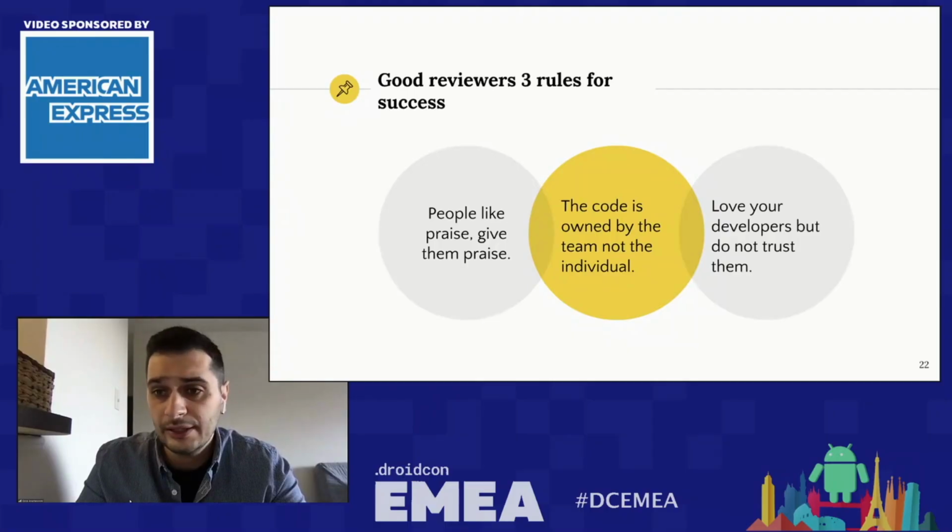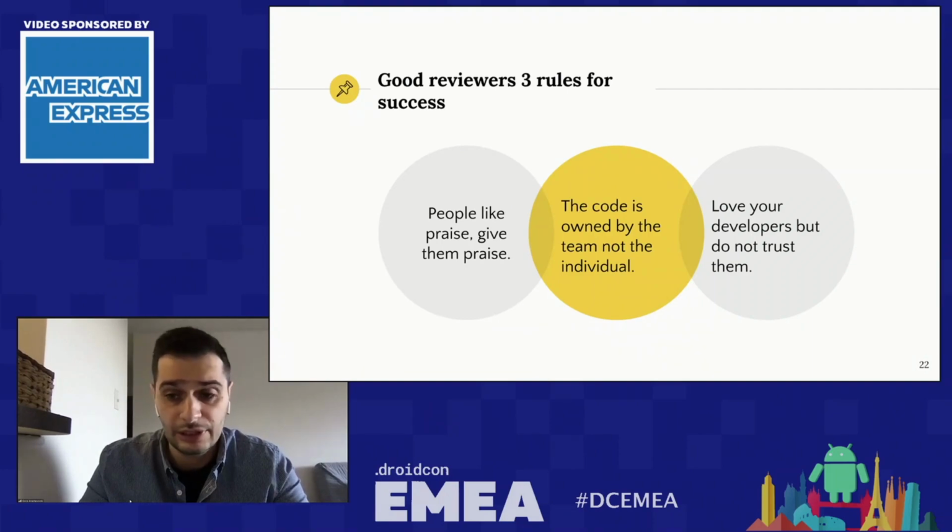Well, he had 3 simple rules. People like praise, give them praise. In other words, whenever they do something good, acknowledge them and tell them that they did something well. The code is owned by the team, not the individual, and love your developers, but do not trust them. I actually want to go into a little bit more detail in each section, so I'm not going to explain too much here. Let's start with the first rule, which is people like praise, give them praise.